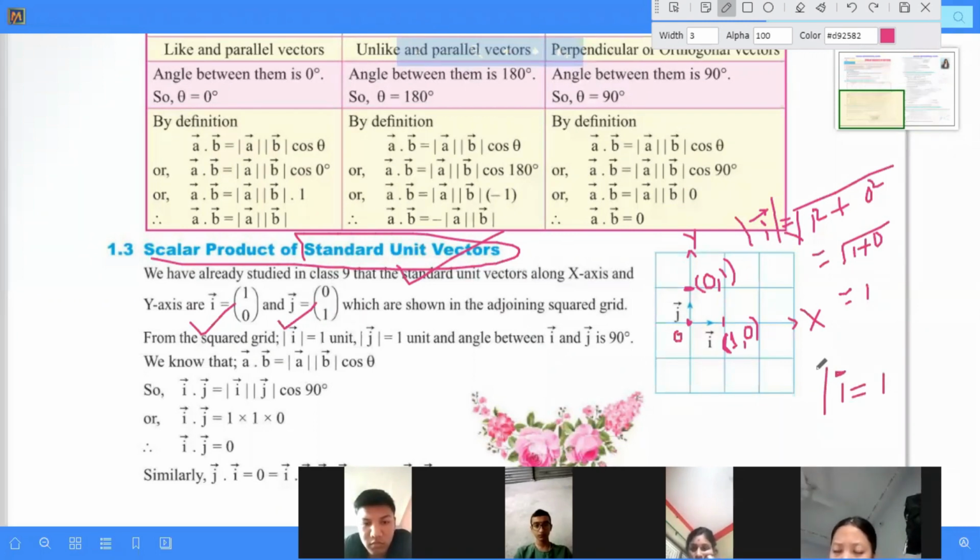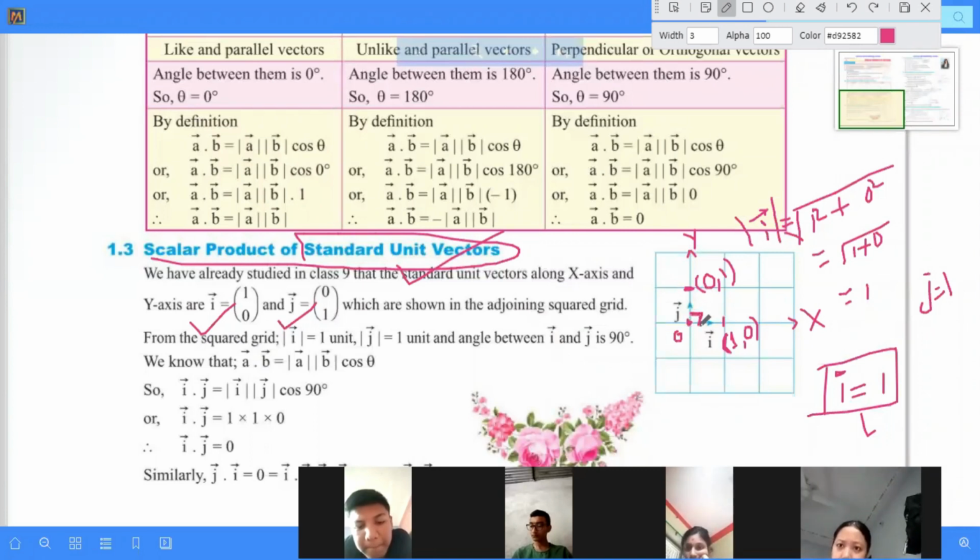Here the magnitude of unit vector I is 1. Similarly, the magnitude of unit vector J is also 1. And their coordinates, I already told you, are 1, 0 and 0, 1. Keep in mind, please: I vector always acts towards the x-axis and J vector always acts towards the y-axis. And look, the angle between I and J, meaning the angle between x-axis and y-axis, is always 90 degrees.